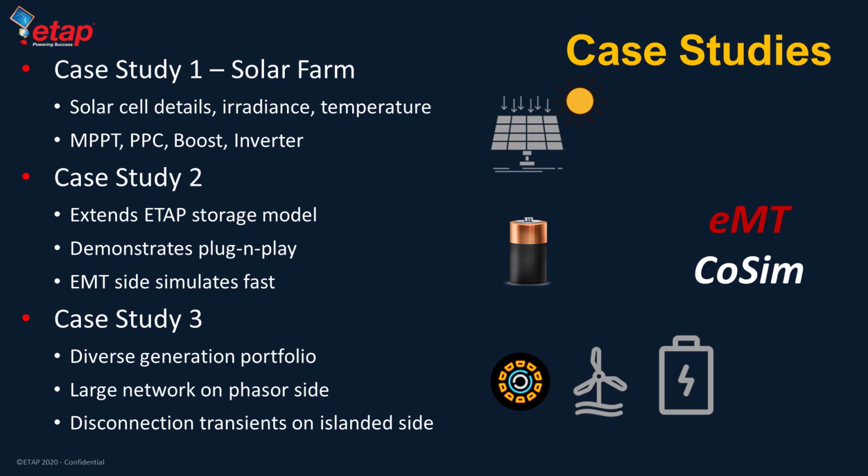The third case study will show that we have a complicated active network of renewable sources on the electromagnetic transient domain and how they can feed power back into the phasor domain. Additionally, this case study proves that we can have long-running simulations even with small time steps, something otherwise challenging to traditional electromagnetic transient engines when they run alone.